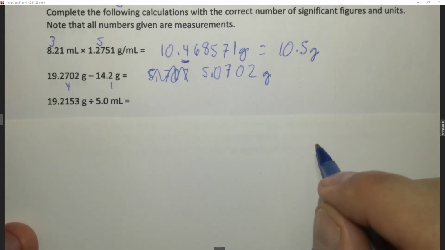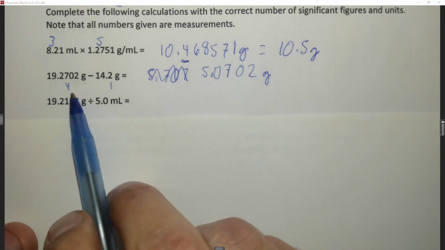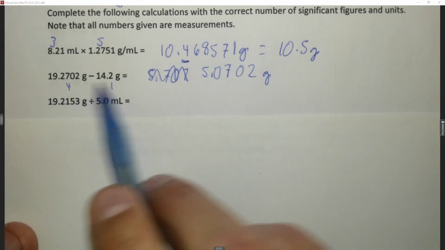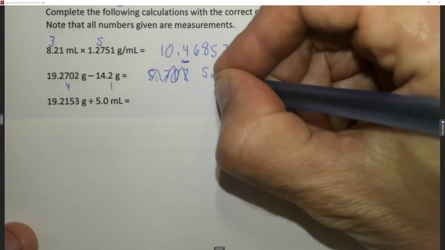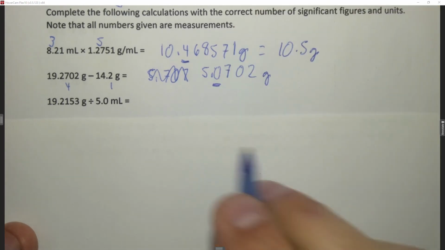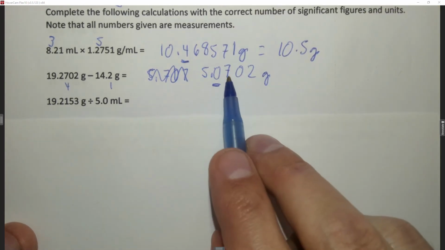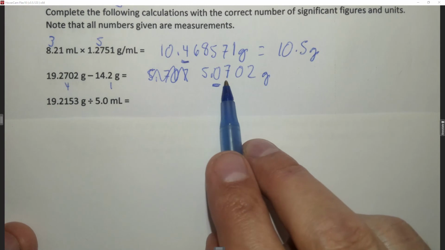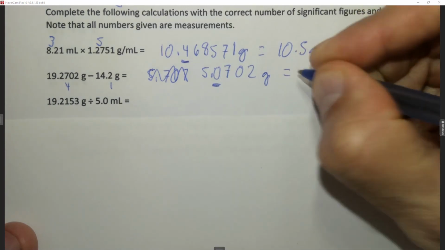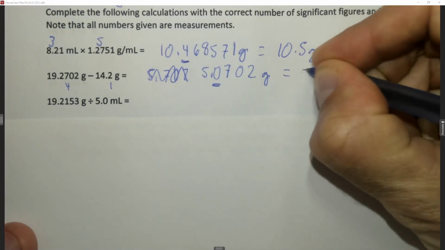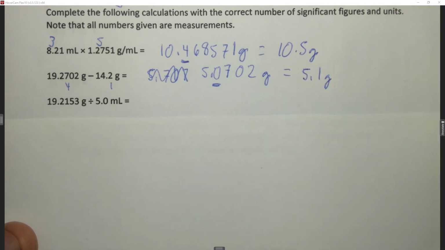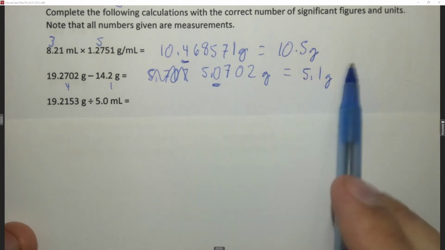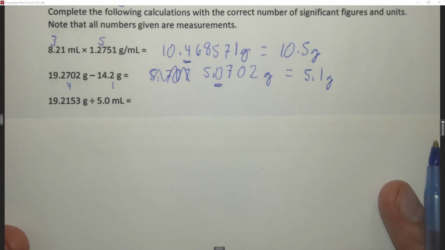So in this case, we need to think about how many decimal places this should have. Well, if this has 4 decimal places and this has 1 decimal place, our answer should simply have 1. We have a 0 here. We want to round up because this is a 7, and our answer is 5.1 grams. So note, this is the calculator, and this is the actual answer that we want to write down.